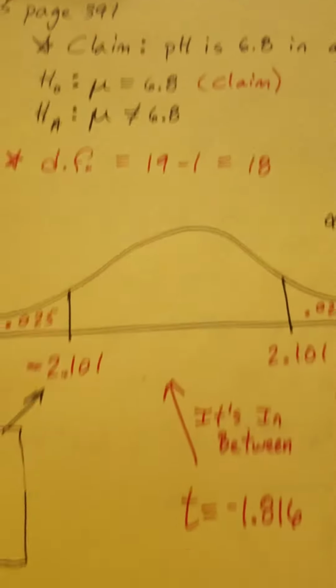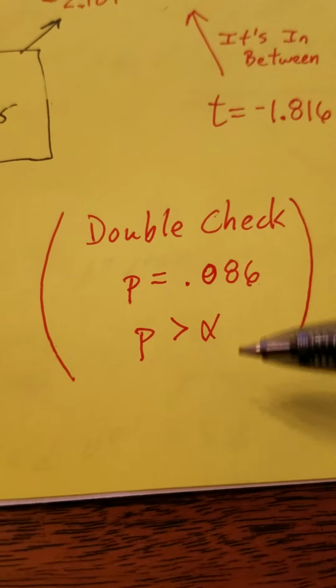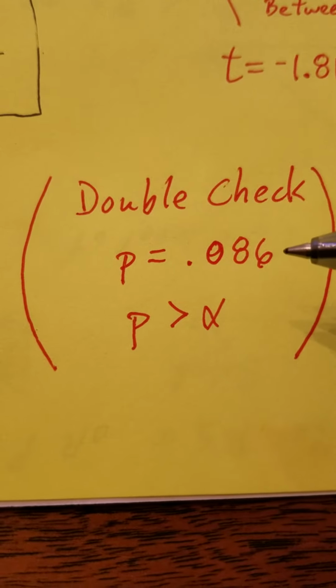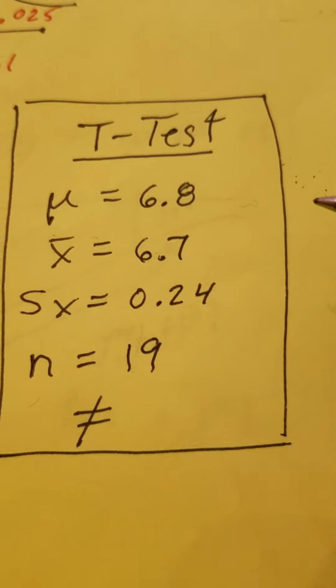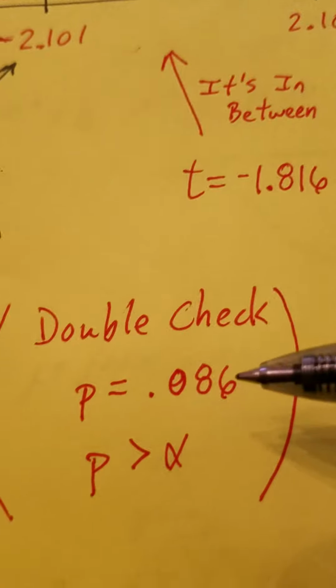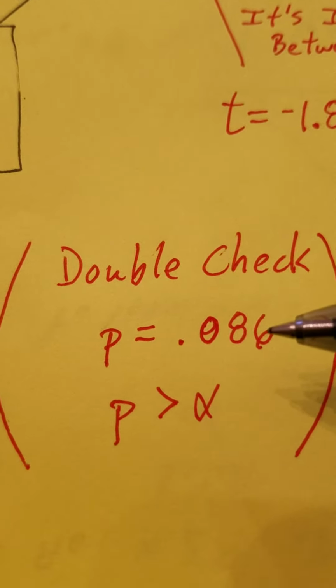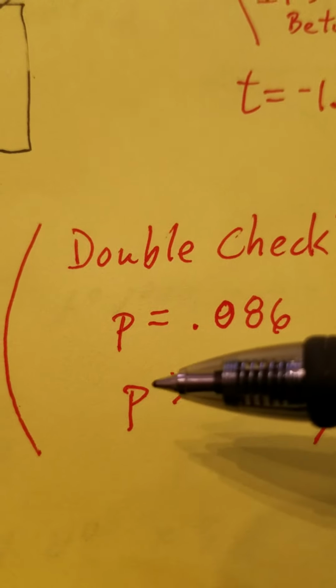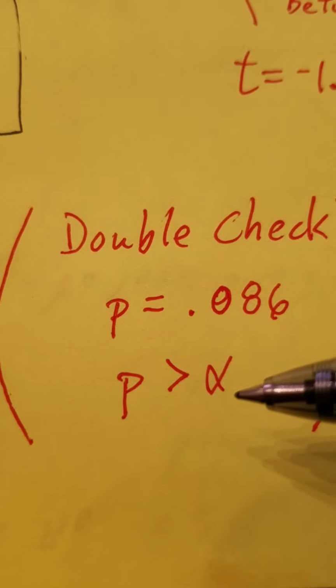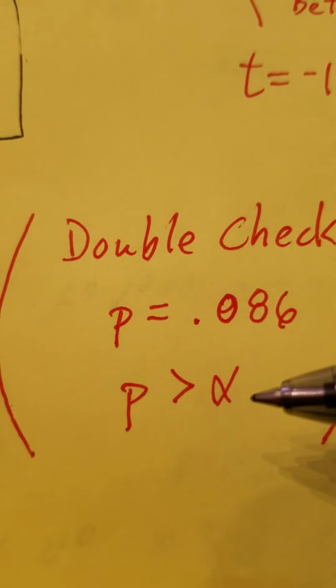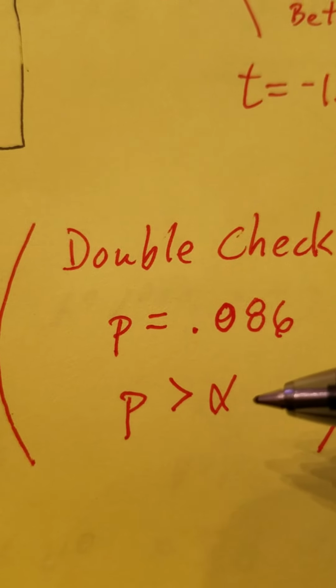Now as a double check, you could also find the p-value. When you do your t-test, it also gives you the p-value, and that's 0.086. The p-value is greater than alpha, so you come up with the same conclusion: fail to reject the null hypothesis.